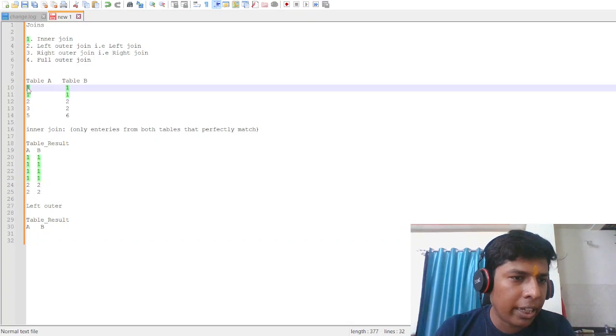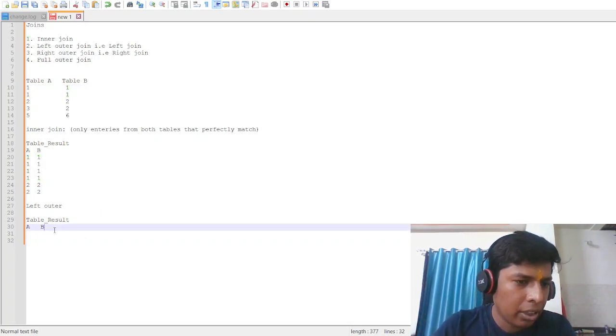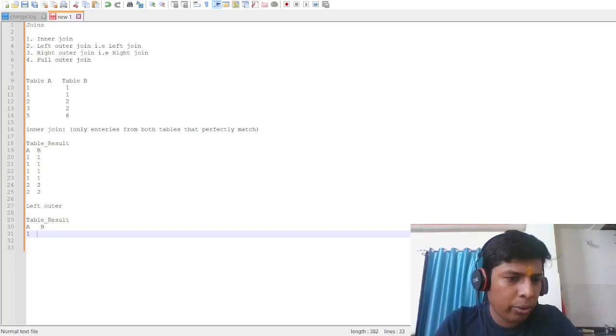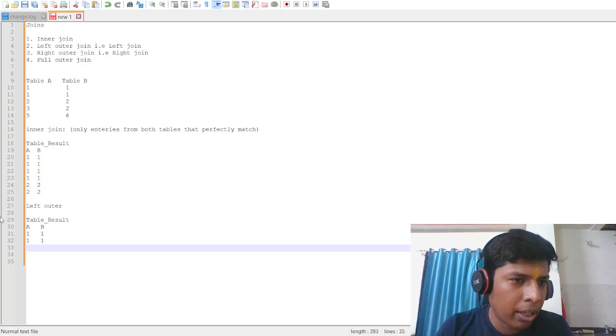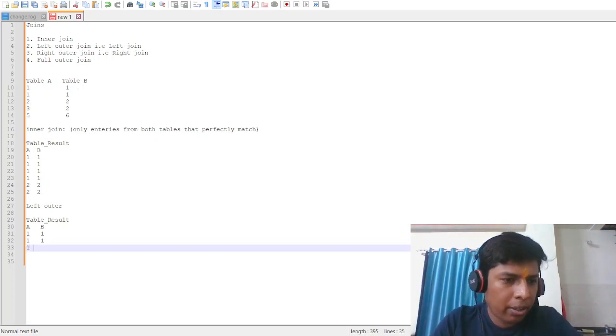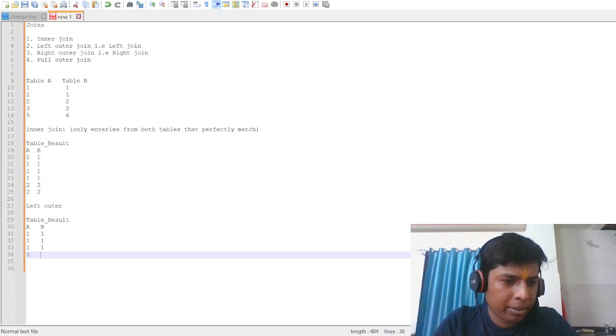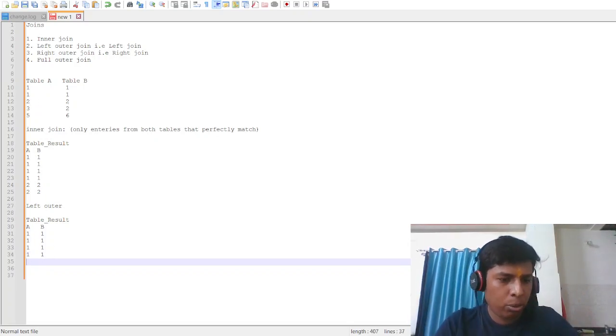So suppose let's take 1. How many times does it match in table B? Two times. So again two entries. Similarly as we did for inner join, 1 and 1, again 1 and 1. Then now comes again this one, again two matchings. So 1 and 1. Okay, now comes 2. So it matches twice in table B. So 2 entries.